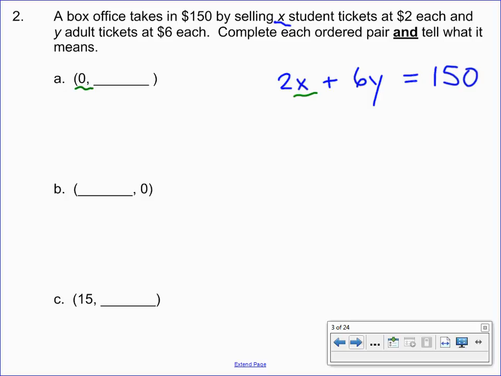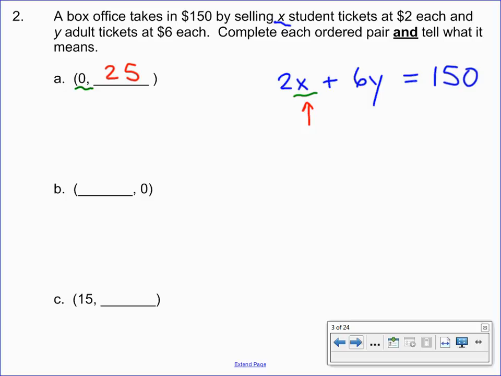So if we had 0 for our student ticket sales, then we get no money from the student ticket sales, and all of our money, $150 revenue, would have to come from adults. So what did you get for the number of adult tickets sold then, if we sold 0 student? Taylor? 25. 25, raise your hand if you have the same as Taylor. 25 adult tickets, good, thanks, hands down, would have to be sold to get to $150.